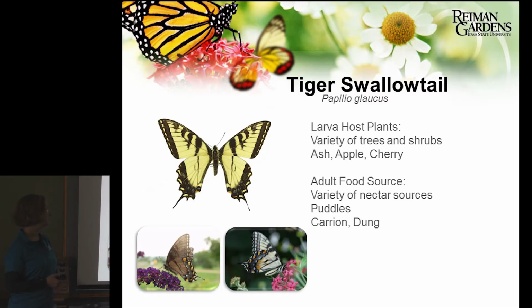The adults also like to nectar on a variety of different plants, and you can see the males puddling in a wet patch in the sand, like along the edge of a creek or a river, even on a gravel road. On the edge of the gravel road, a lot of times where it's wet after a rain. These guys use fruit trees and different shrubs for their host plant, so things like ash, apple, and cherry.